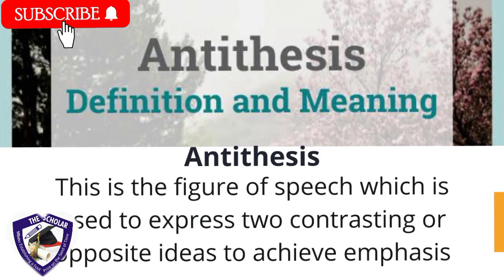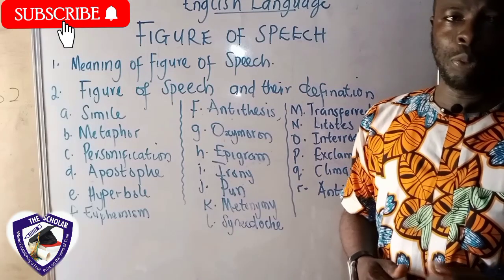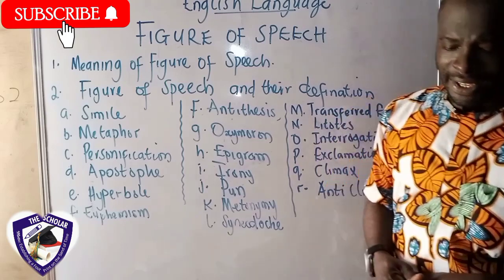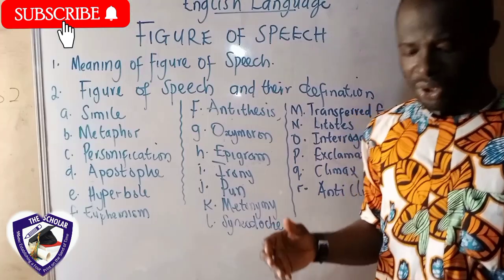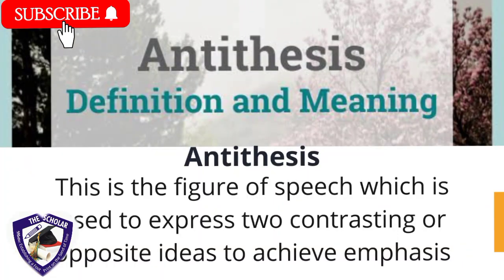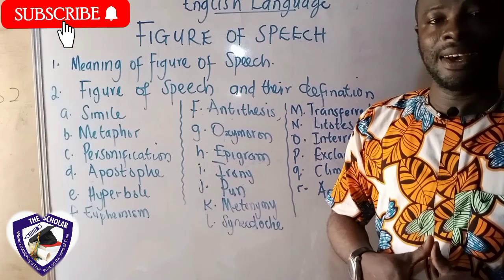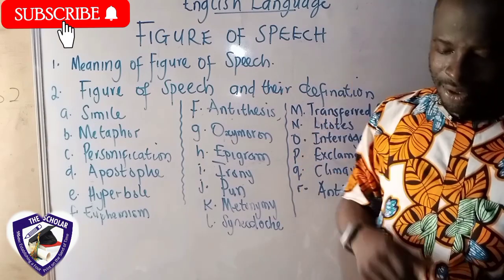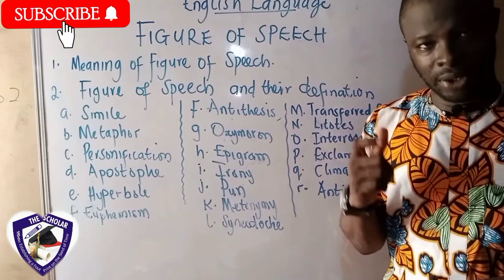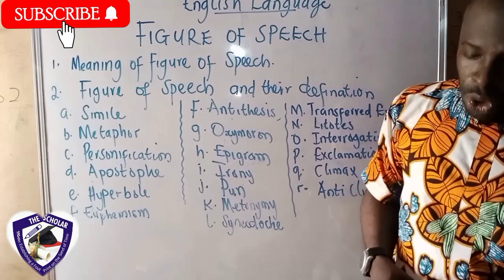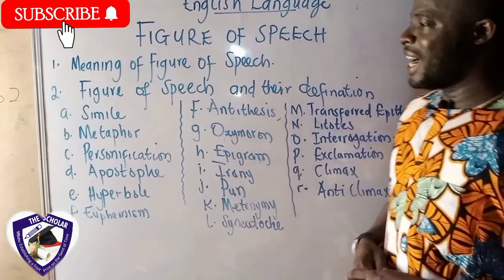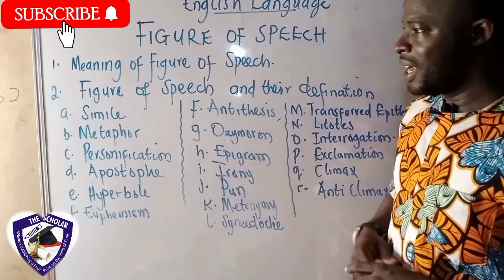So can we just consider some of the examples? If I say man proposes, God disposes. Man proposes, God disposes. You can see there are two different things. Man proposes, God disposes. There are two contrasting ideas for emphasis. Like if I also say, give every man thy ear, but few thy voice. Give every man thy ear. So let everybody talk, but few thy voice. So these are examples that better explain antithesis.